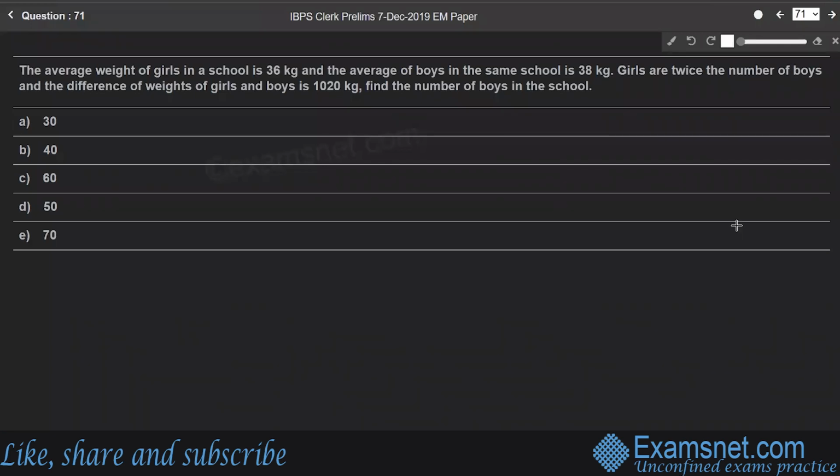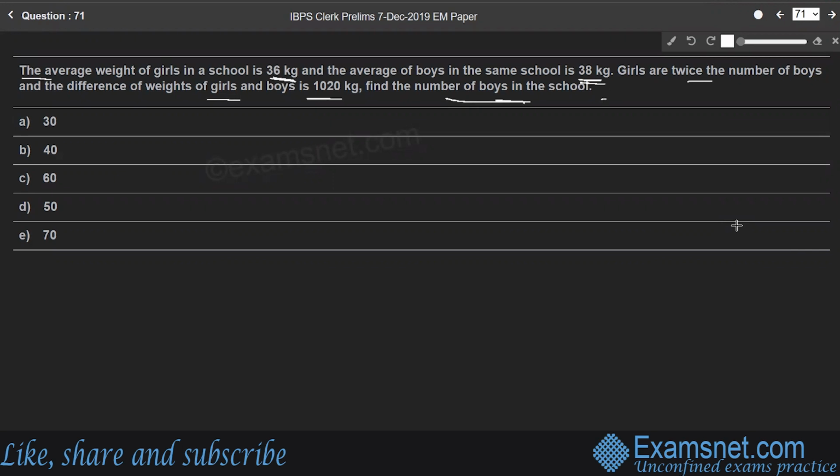Question 71. The average weight of girls in a school is 36 kg and the average of boys in the same school is 38 kg. Girls are twice the number of boys and the difference of weights of girls and boys is 1020 kg. Find the number of boys in the school. Here the number of boys in the school is asked.